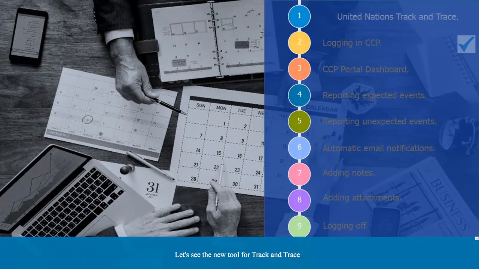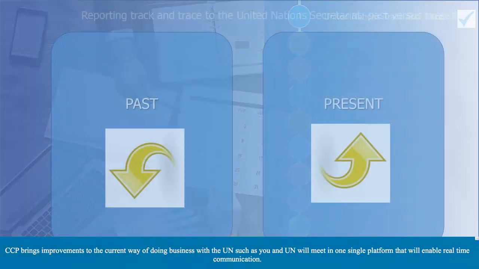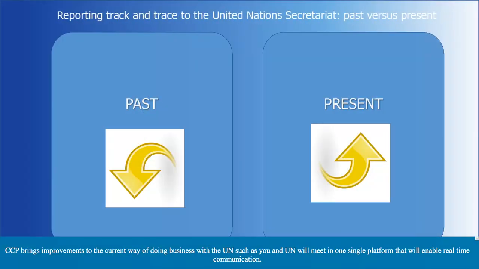Let's see the new tool for track and trace that the Secretariat of the UN is using as of January 15, 2019. CCP brings improvements to the current way of doing business with the UN, such as you and UN will meet in one single platform that will enable real-time communication.